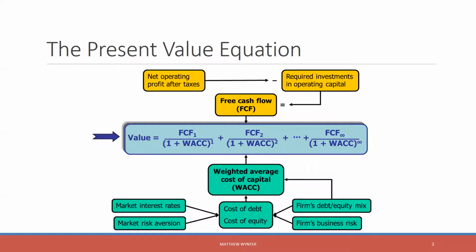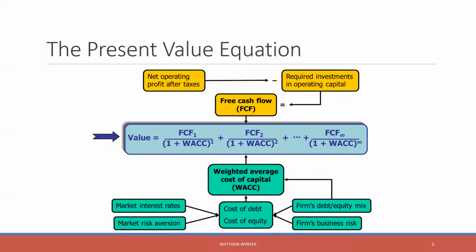Now, in our numerator, we've got our free cash flow, and in our denominator, we've got our WACC, our weighted average cost of capital. And hopefully what you notice in looking at this is that each free cash flow has a little time subscript. So free cash flow 1, free cash flow 2, and you'll notice that in the denominator, 1 plus WACC, 1 plus our discount rate, each of those is taken to the power of 1, 2, all the way up through infinity.